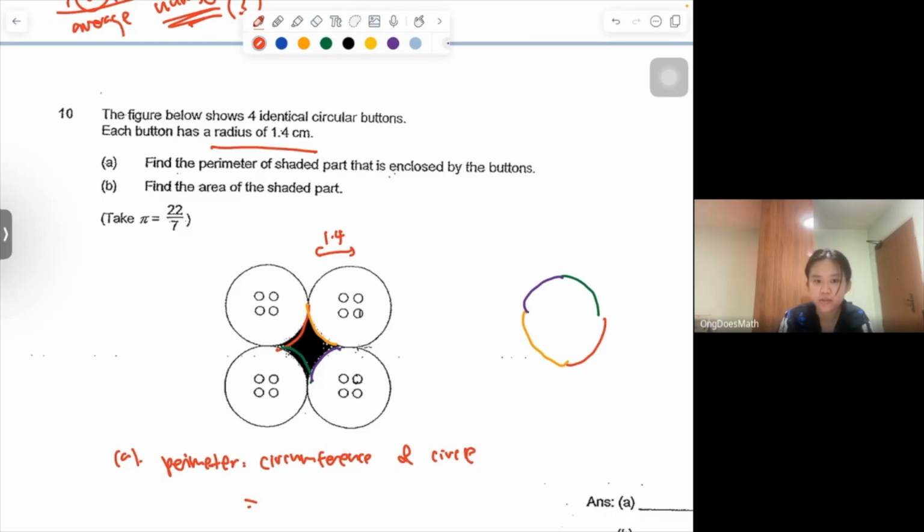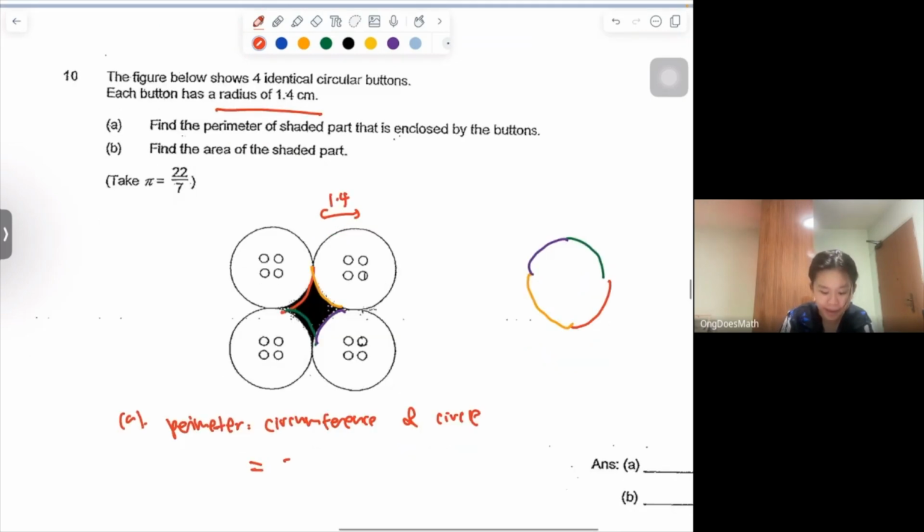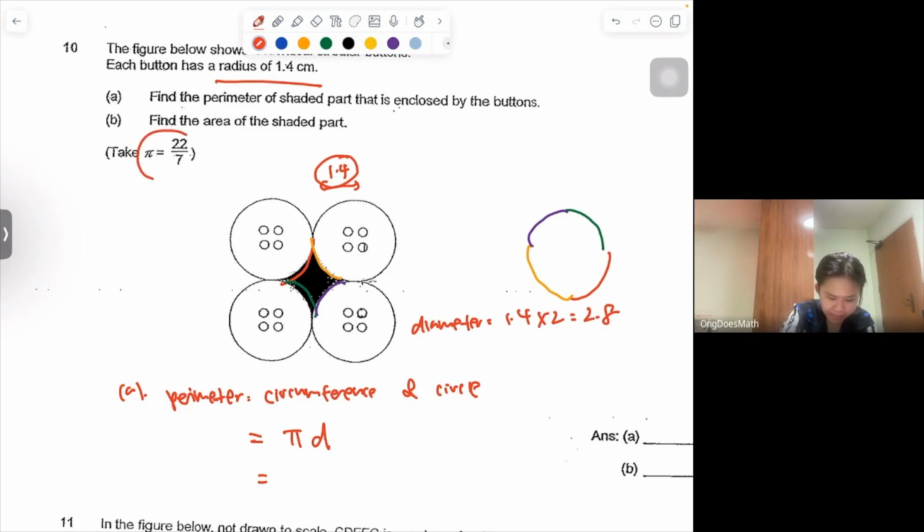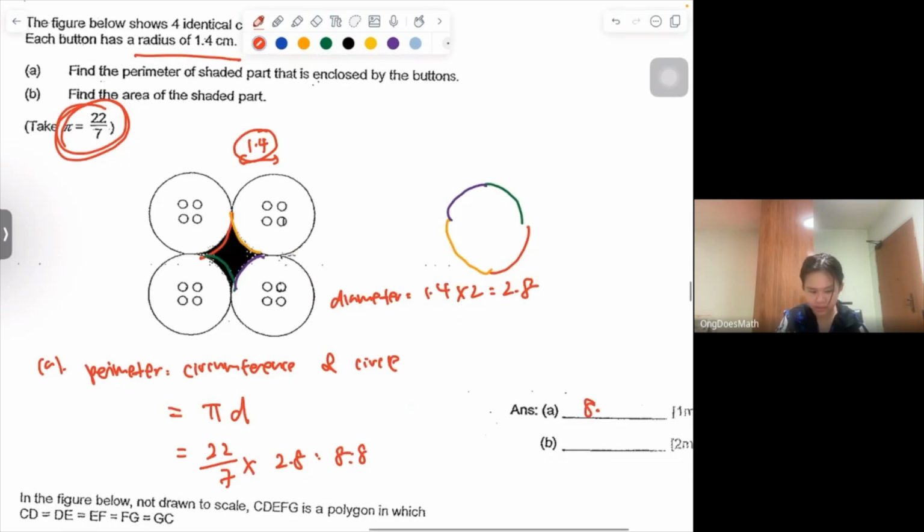So what's the formula to find the circumference of a circle? It's pi d. D stands for diameter. So in this case, diameter is twice the radius. Radius is 1.4. Diameter is just 1.4 times 2, which is 2.8. So pi times diameter, and in this case, pi is taken to be 22/7, times 2.8. Just punch into your calculator. It should give you 8.8. So that's our part A answer, 8.8 cm.